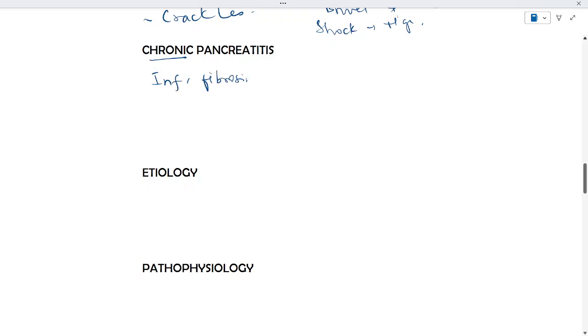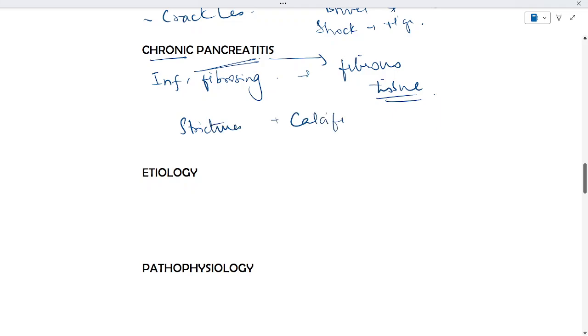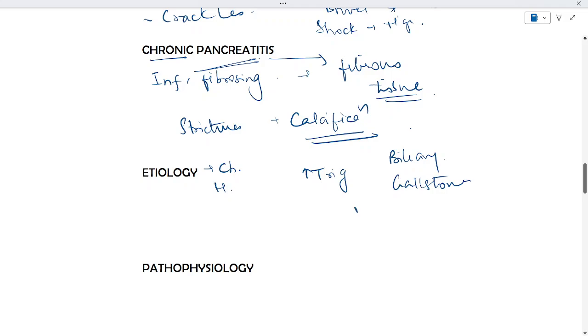The two main words here are inflammatory and fibrosing process of pancreatitis. Gradually the pancreas is destroyed and replaced with tissue called fibrous tissue. Also, there will be strictures and calcifications seen if it has led to chronic pancreatitis. So etiology again more or less the same: chronic alcoholism, hereditary disorders, hypertriglyceridemia or even hypercalcemia, biliary tract disorders, gallstones, certain medications or viral infections, and idiopathic causes.